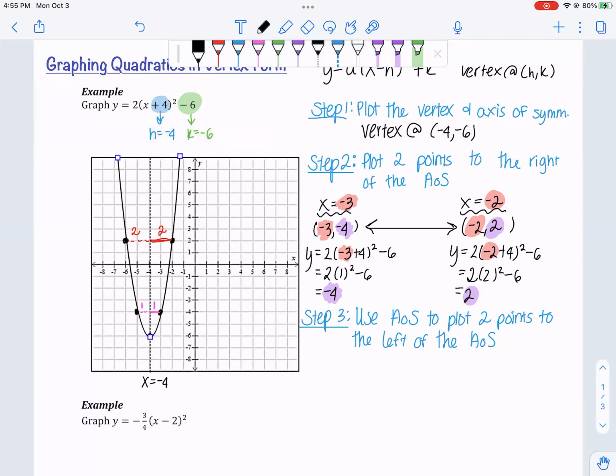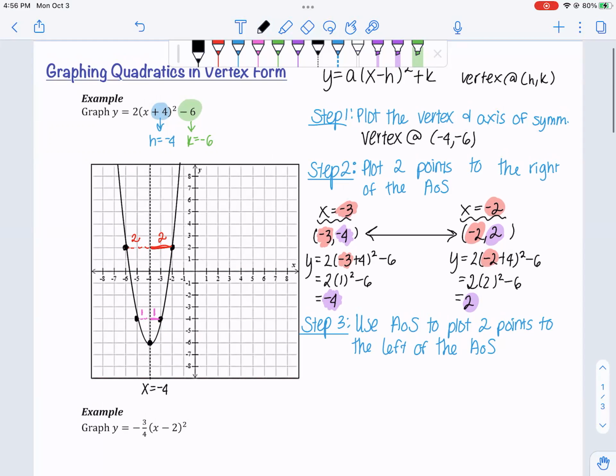I know I get super nitpicky with the way my graphs look, but that's who I am. All right, there it is. That is the graph of y equals 2 times (x plus 4) quantity squared minus 6. It's really not that bad. I promise.